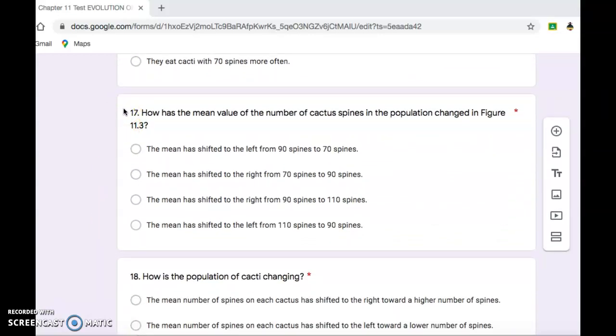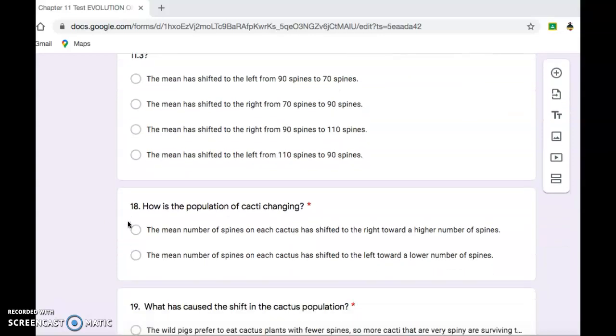Number 17. How has the mean value of the number of cactus spines in the population changed in figure 11.3? The mean has shifted to the left from 90 spines to 70 spines. The mean has shifted to the right from 70 spines to 90 spines. The mean has shifted to the right from 90 spines to 110 spines. Or the mean has shifted to the left from 110 spines to 90 spines.